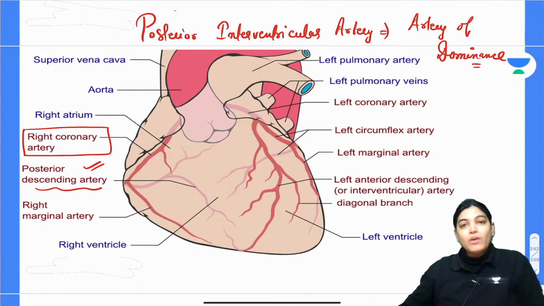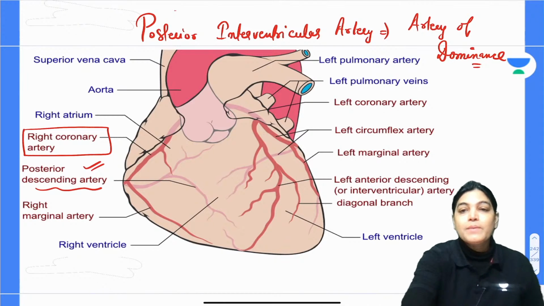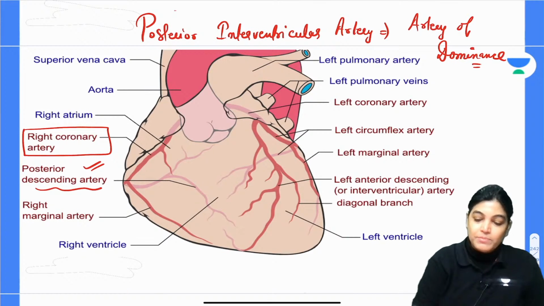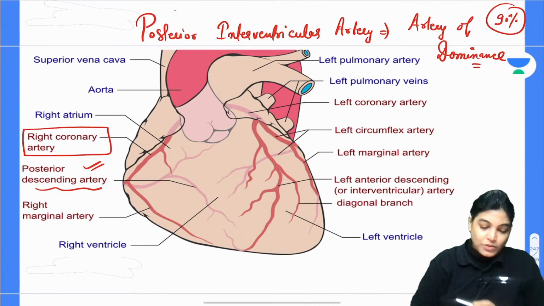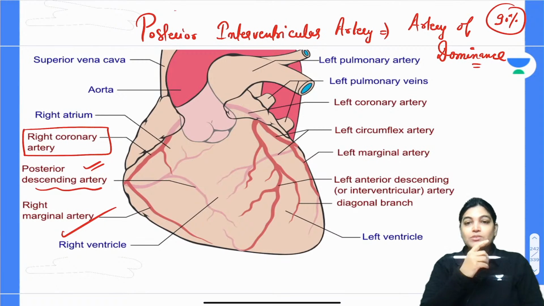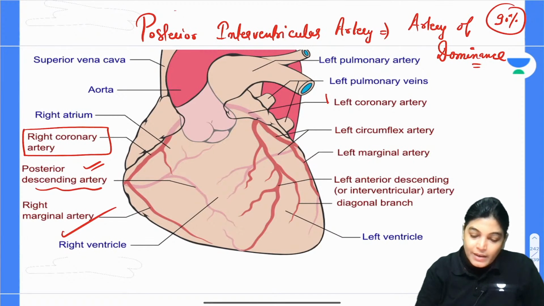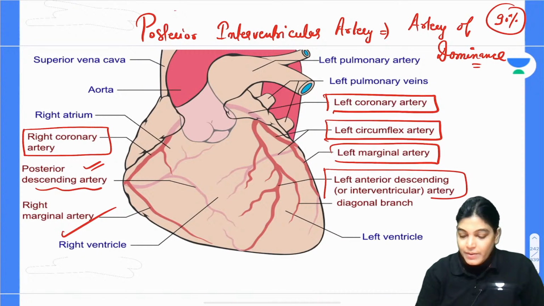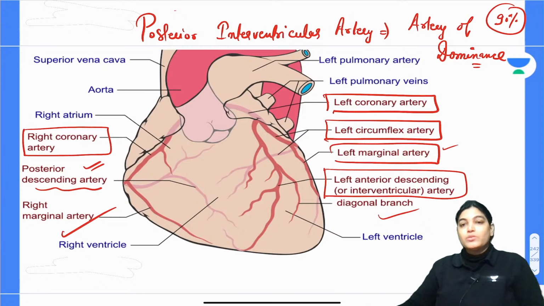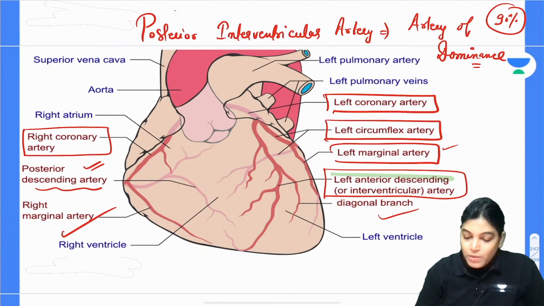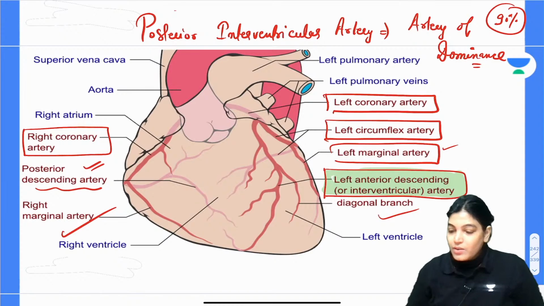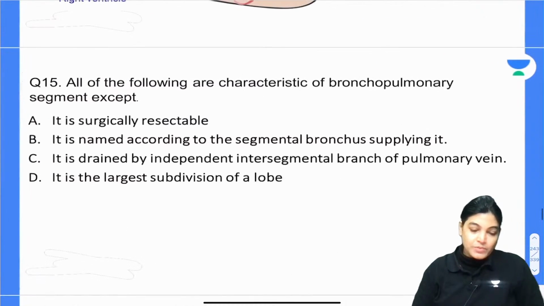It is called the artery of dominance, and it's a branch from the right coronary artery. In 90% of cases it is a branch from the right coronary artery, and the right coronary artery also gives other branches, such as the marginal artery. For the left coronary artery, the most important branches are the left circumflex and LAD artery, and also the diagonal artery, and it also gives a marginal artery. So here the most commonly involved artery for thrombus formation is the LAD artery, or left anterior descending or anterior interventricular artery. Got it everyone? Let's move on to the next, that is question number 15.